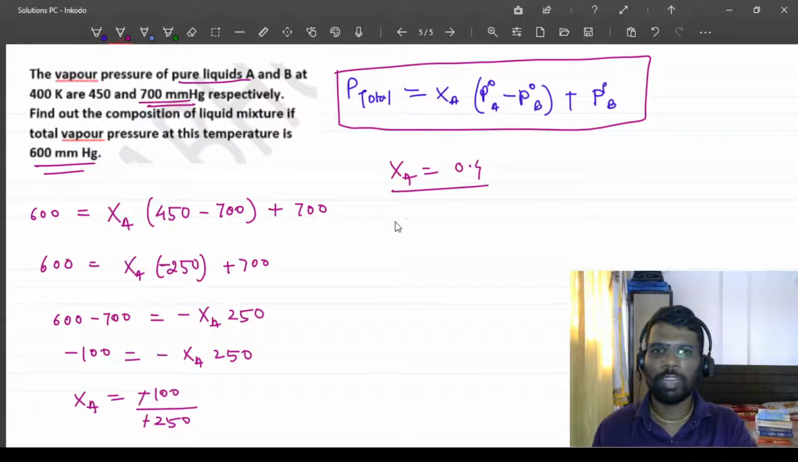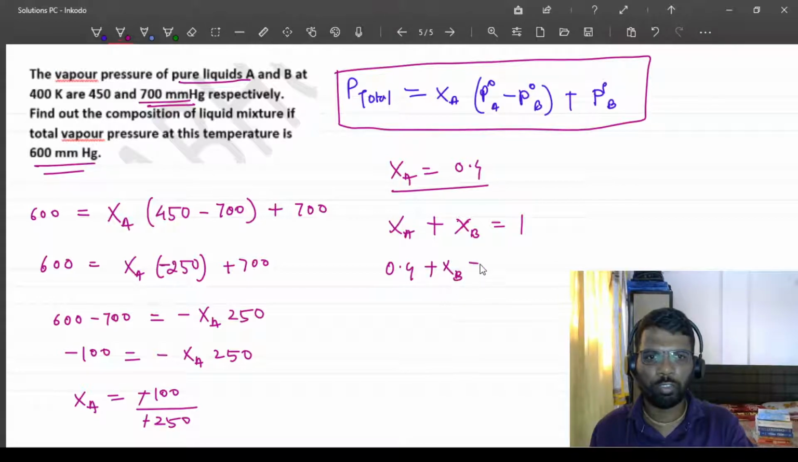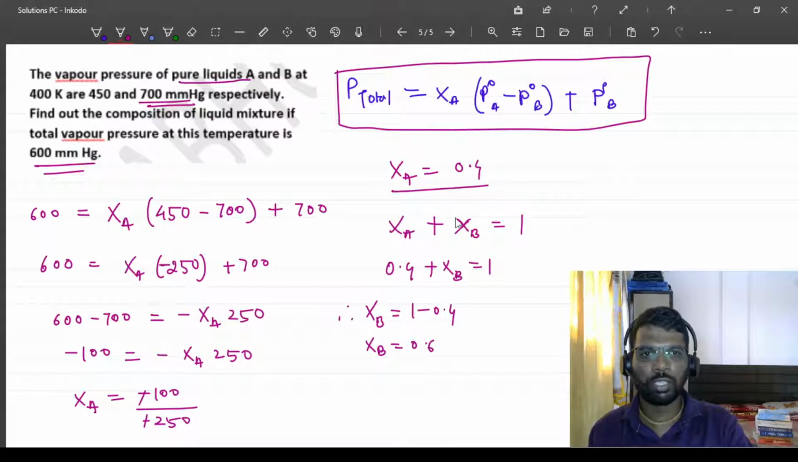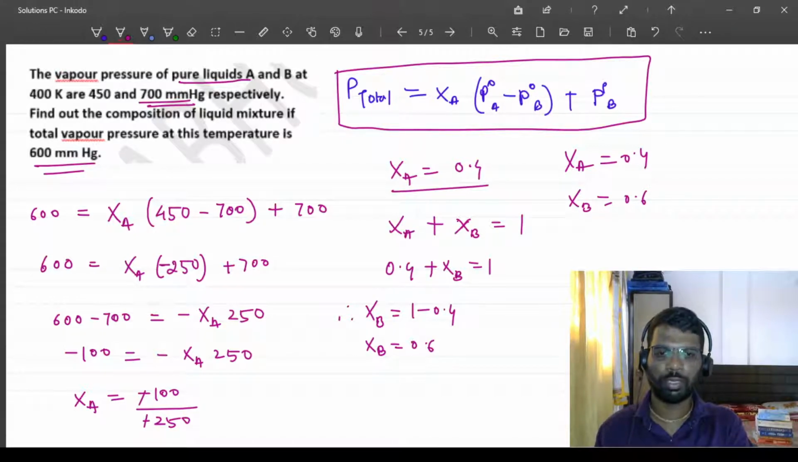It is very easy to find the mole fraction of B since we know the formula that xA plus xB, the sum of the mole fractions of two components, is always equal to 1. I know this is 0.4 plus mole fraction of B is equal to 1. Therefore mole fraction of B is equal to 1 minus 0.4, which is equal to 0.6. So we got the answers. The composition of the liquid was asked: mole fraction of A is equal to 0.4 and mole fraction of B is 0.6. So you're getting this answer. I mean, it's so simple. So I'll end this lecture over here. Thank you.